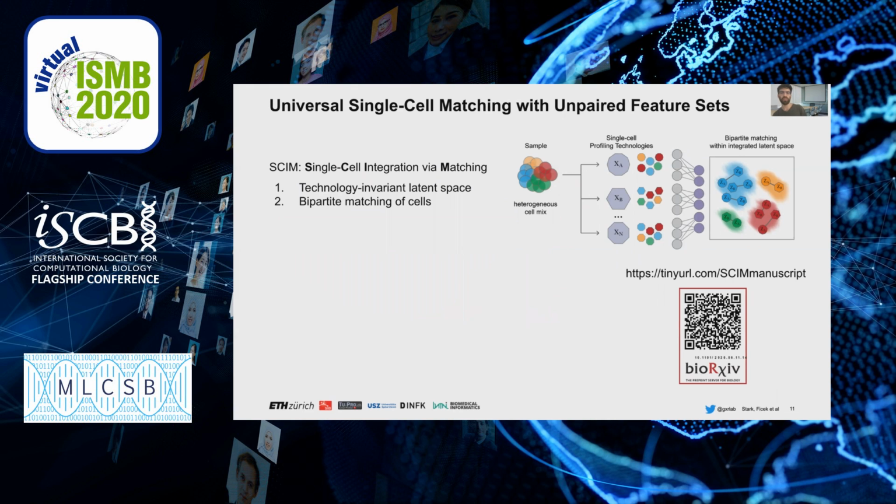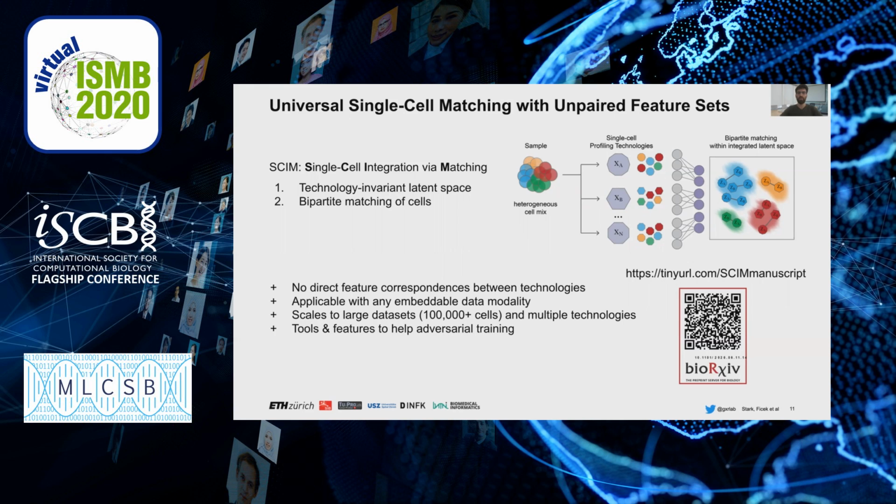In conclusion, we have developed SCIM, a tool to restore lost cell correspondences in multi-omic datasets. SCIM, short for single-cell integration via matching, proceeds in 2 steps. It first constructs low-dimensional latent representations of cells that are invariant to their technology. Then it matches cells across technologies using a fast bipartite matching scheme on these representations.